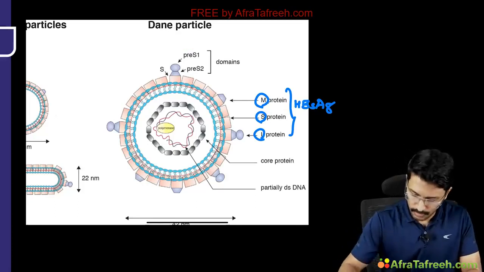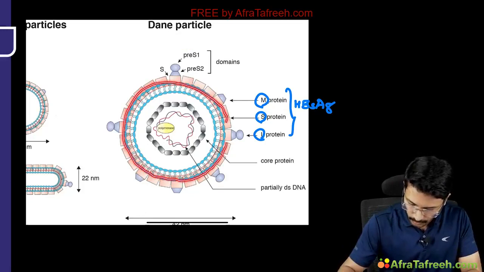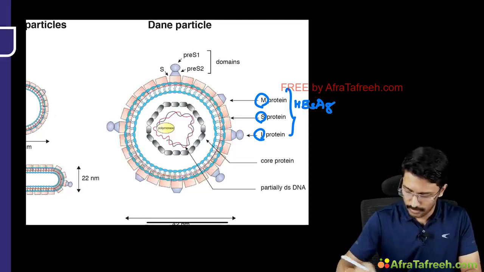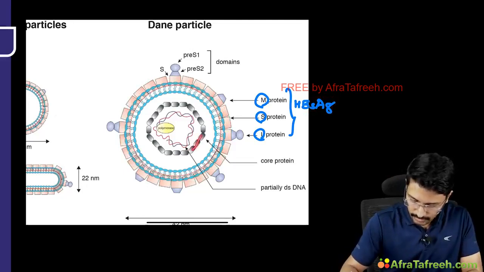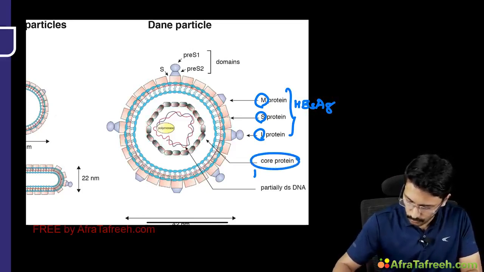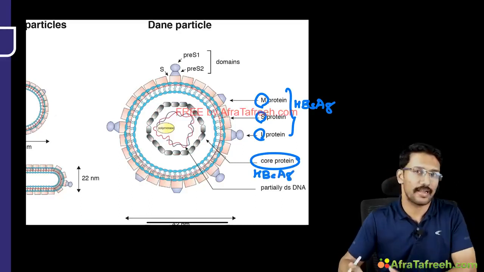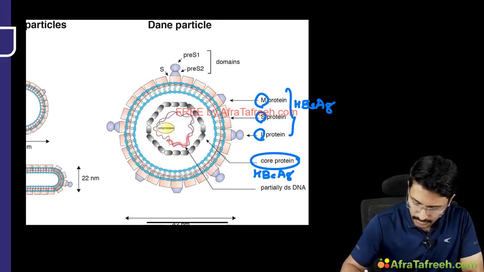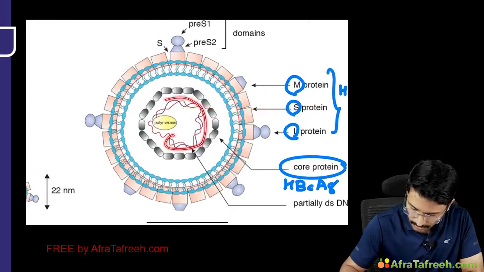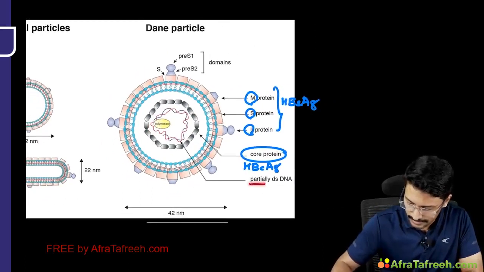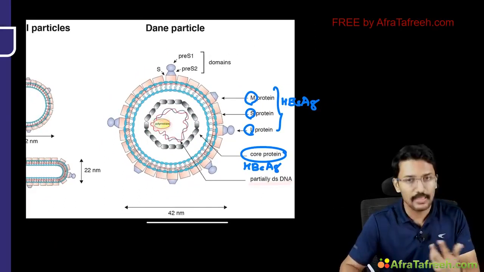The first protein we will encounter on the virus's surface is the surface antigen, HBsAg. Now when you look inside, you have another set of proteins arranged as a core. We call them core protein, abbreviated as HBcAg, hepatitis B core antigen. Inside the core antigen, we encounter this partially double-stranded DNA. As you can see in the image, it is partially double-stranded and partially single-stranded. It has polymerase enzyme for DNA replication.